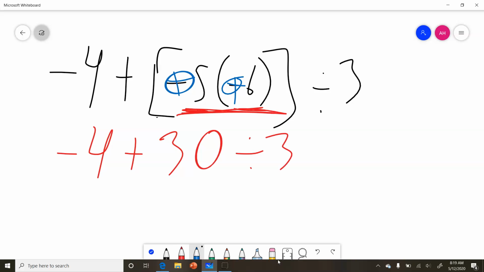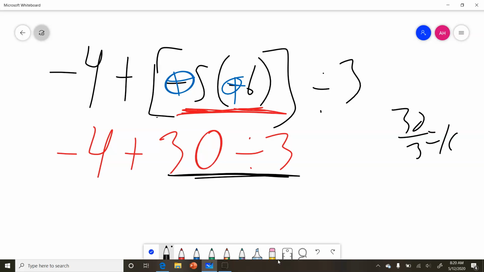Now the temptation is to do this first, the plus, but we can't do that first because order of operations says to do the division and multiplication before the addition and subtraction. So what is 30 divided by 3? Well, that's 10. So we have -4 plus 10.